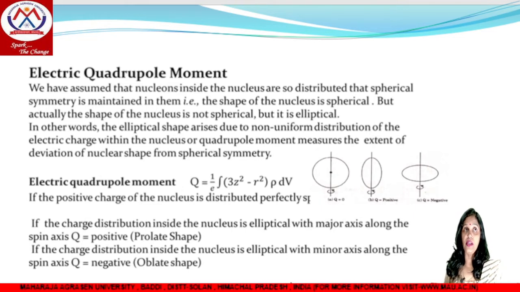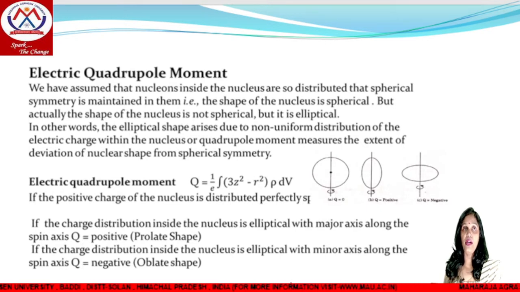Electric quadrupole moment. We have assumed that nucleons inside the nucleus are so distributed that spherical symmetry is maintained in them. That is, the shape of the nucleus is spherical ideally. But actually the shape of nucleus is not spherical, but it is elliptical. In other words, the elliptical shape arises due to non-uniform distribution of the electric charge within the nucleus, and quadrupole moment measures the extent of deviation of nuclear shape from spherical symmetry.